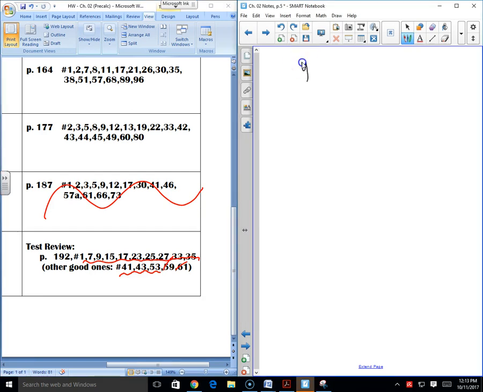Kiddos, from section 2.1, one of the most important things to know how to do is to find the vertex, aka to change to standard form. You don't have to use completing the square, you can use the formula way. But remember, standard form is going to be y equals a times x minus h squared plus k. That's what you called vertex form last year.